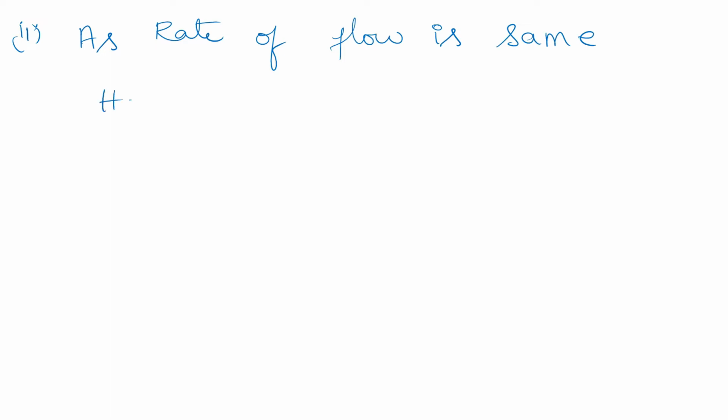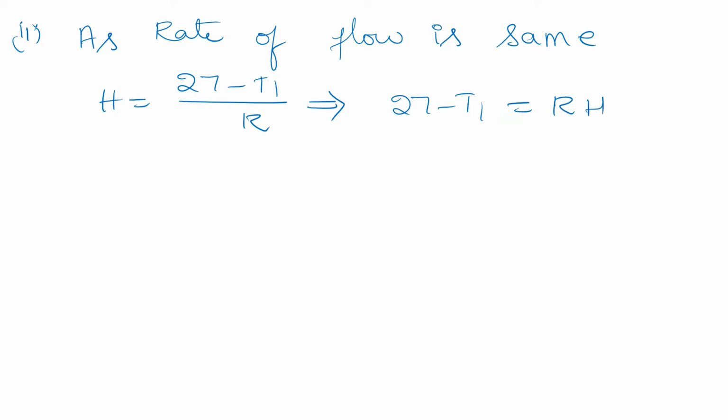Next one, as the rate of flow is the same, H is equal to (27 minus T1) by R. So 27 minus T1 is equal to, taking cross multiplication, R into H.